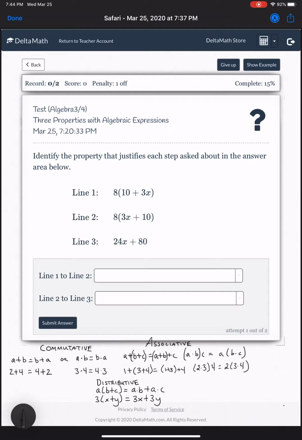Alright, let's go over three different properties that we use with algebraic expressions. The first one I want to go over is the commutative property. The commutative property can be applied to both addition or multiplication.